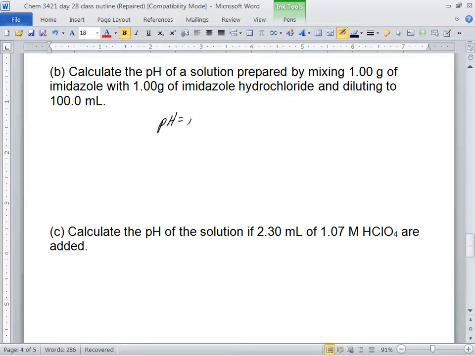pH equals pKa plus the log of the moles of the conjugate base all over the moles of the conjugate acid. From the table, we can get pKa. We just got to plug in the moles of the conjugate base and the moles of the conjugate acid. So how are you going to get, Desiree, the moles of the conjugate base and the moles of the conjugate acid?